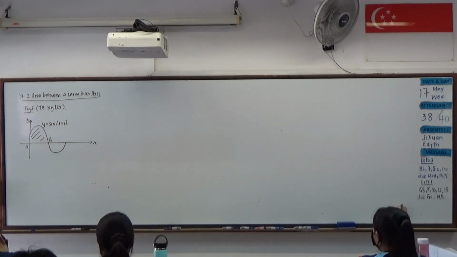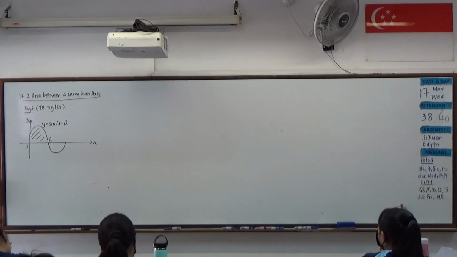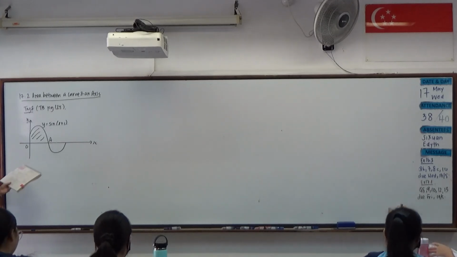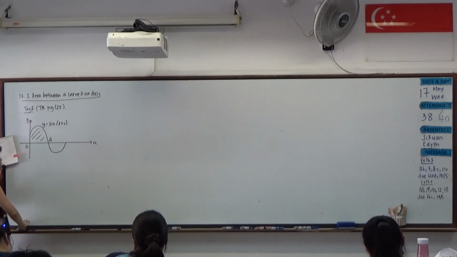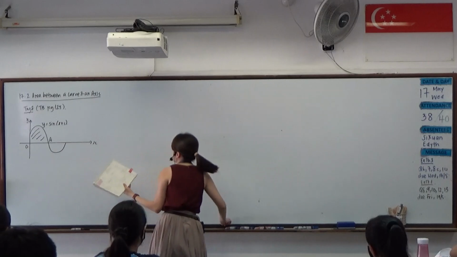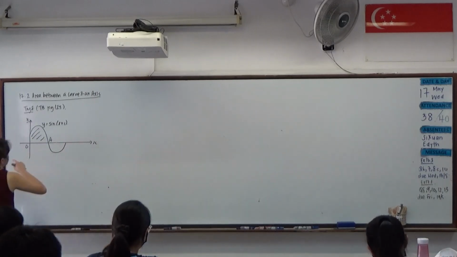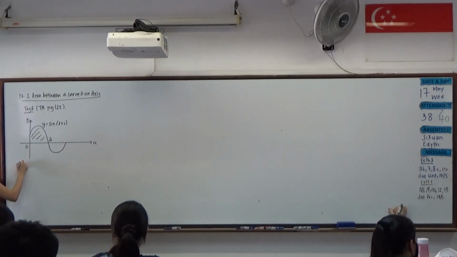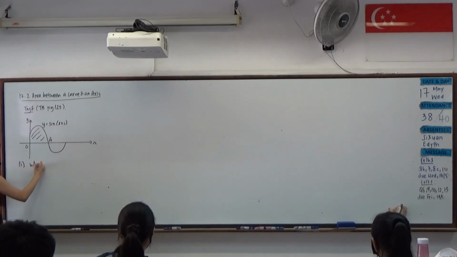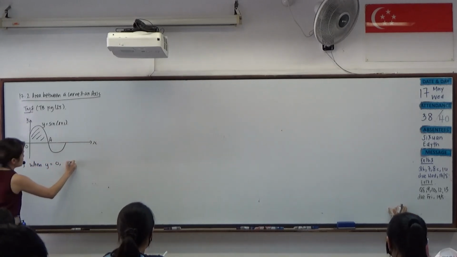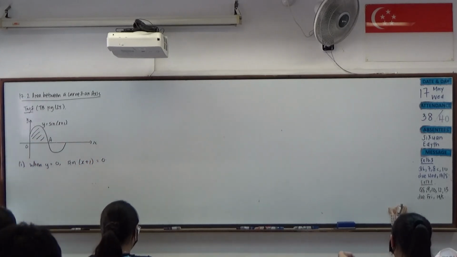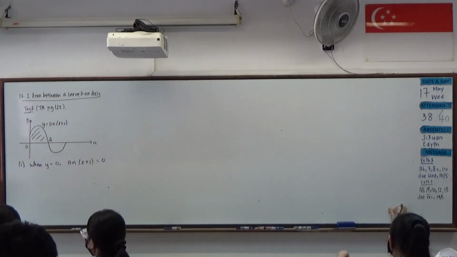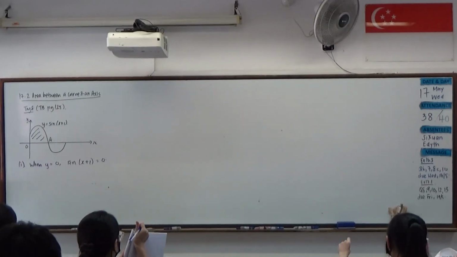The function given to you is y equals sine x plus 1, and it says that it meets the x-axis at the point A. We want to find out what this coordinate is. Since it meets the x-axis, that means y equals 0. So in part I, we let y equal 0 to help us find the coordinates of A. In other words, we're solving a trigonometric equation.